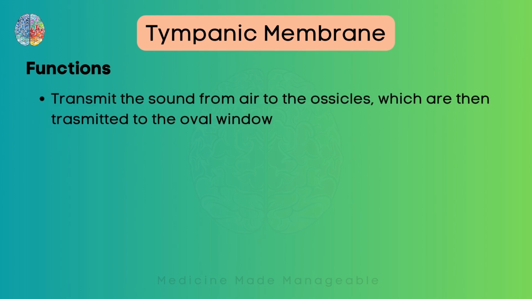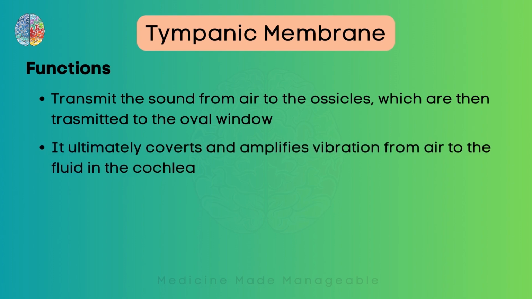Now what are the functions of the tympanic membrane? The tympanic membrane transmits the sound from the air to the ossicles, which are then transmitted to the oval window. By this, the vibration in the air is transmitted to the fluid which is inside the cochlea, and then the impulses are sent to the brain through the nerves. We will cover this in my other video on mechanism of hearing. But for now, just trust me that vibrations in the air are transmitted through the tympanic membrane and the ossicles into the cochlea. So ultimately, it converts and amplifies vibration from the air to the fluid in the cochlea.